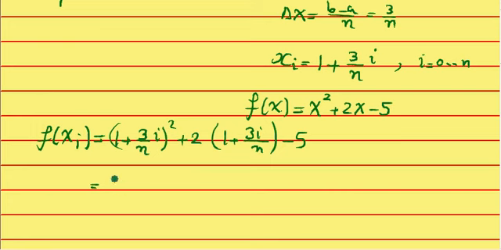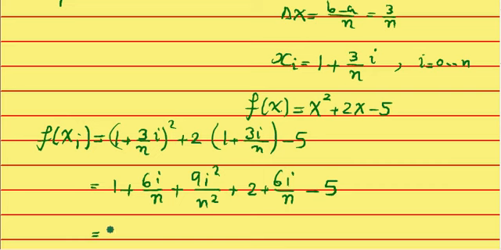So 1 squared, twice the product of first and second, 6i over n, square of the second, 9i squared over n squared. Just multiply through 2 plus 6i over n, then we have a trailing minus 5. So that boils down to 1 plus 2 minus 5, that's a minus 2. 6i and another 6i is 12i over n, and then here's a 9i squared over n squared.